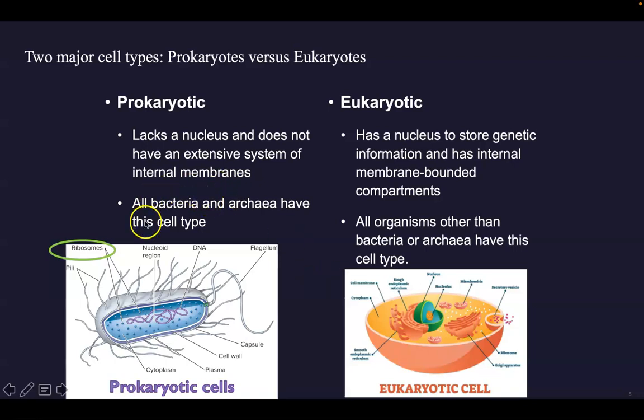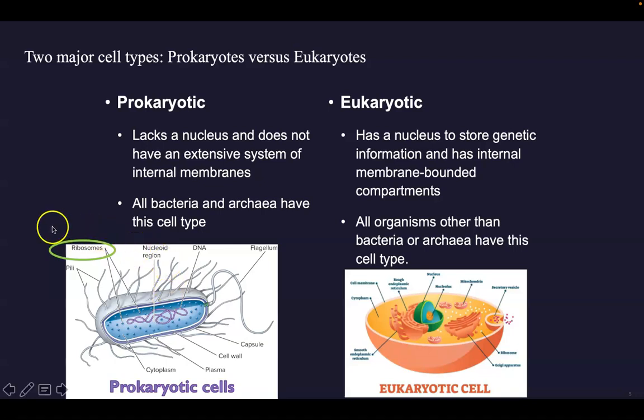In prokaryotic cells, you can see we do still have genetic information. We have DNA, usually circular DNA, and it's not bound within the nucleus. It's not contained in any specific way. It's just present inside the prokaryotic cell. So prokaryotic cells have no nucleus. Eukaryotic cells do have a nucleus and multiple internal membrane-bound compartments.